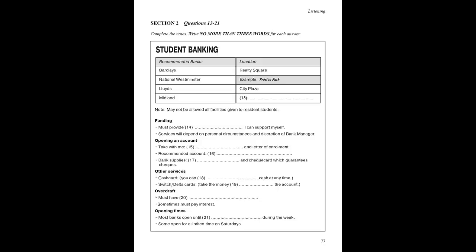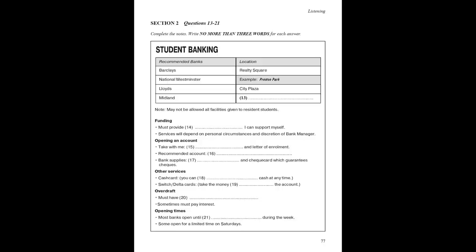Right. Well, as you probably know, you'll need to open a bank account while you're here. It's the safest place to keep your money, and it's best to open an account with one of the major banks. You should each have a handout with the names and addresses. Yeah? Right. There's Barclays in Realty Square, National Westminster in Preston Park, Lloyd's in City Plaza, and Midland in Hope Street. Okay, all these banks offer special student accounts.